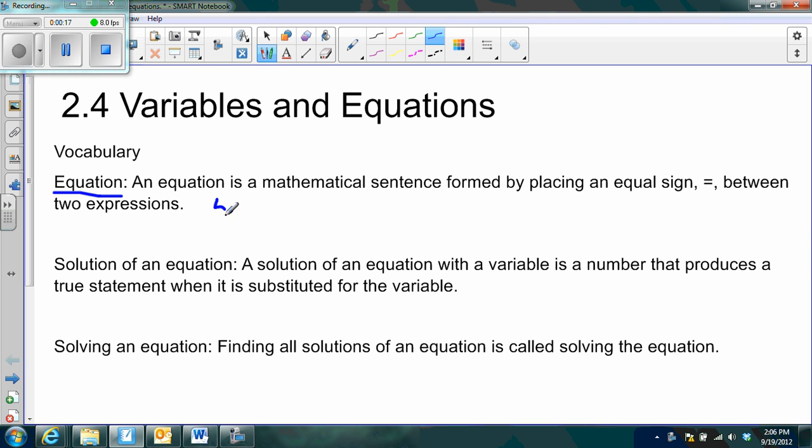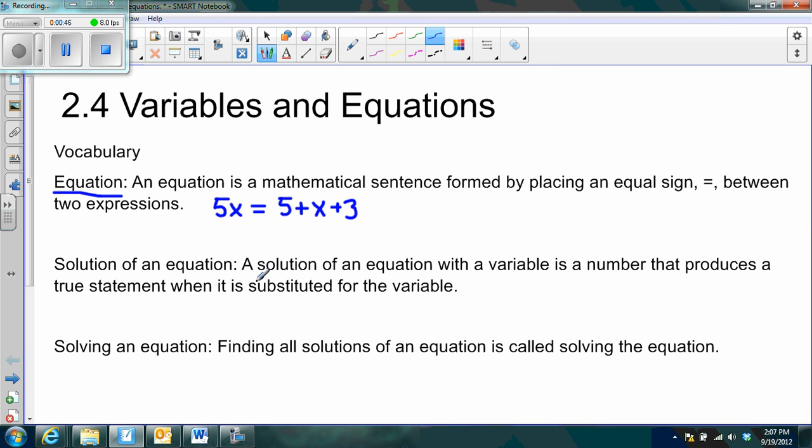So for example, 5x is equal to 5 plus x plus 3 would be an example of an equation. So we have that equal sign between the two expressions.